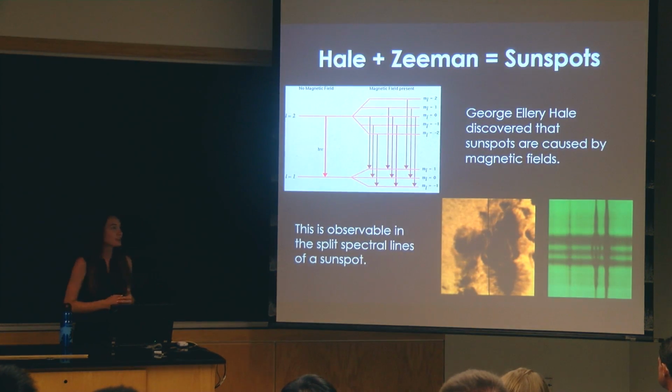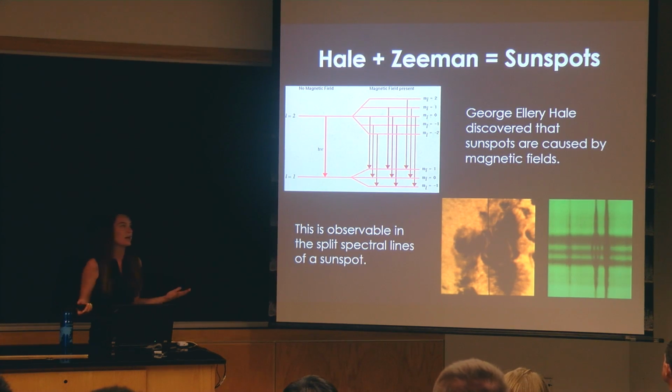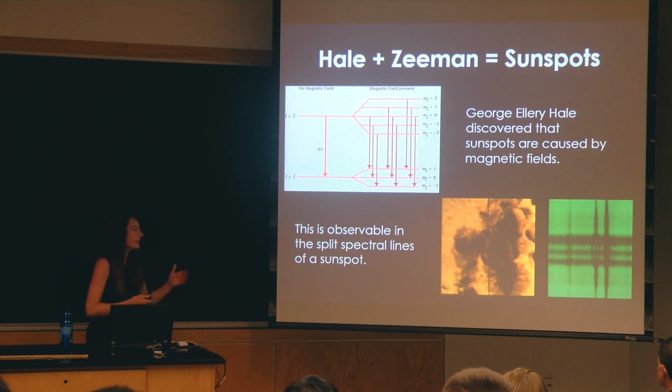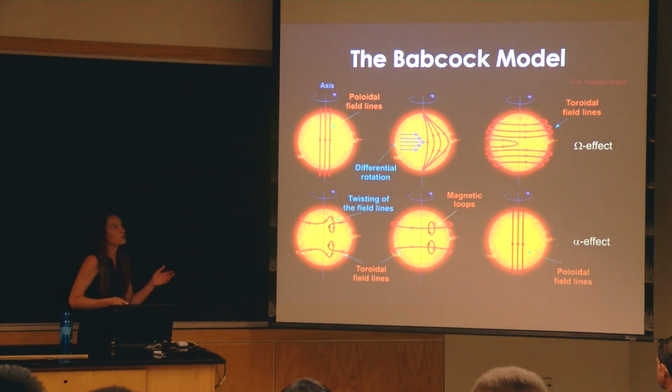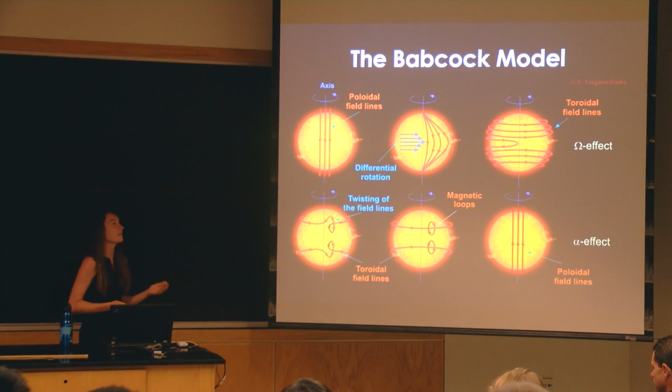George Ellery Hale first discovered that sunspots are caused by magnetic fields using the Zeeman effect, which says that if you have an atom with all of its electrons in the degenerate state, and you put it in a magnetic field, the degeneracy of the electrons split, and they enter different energy levels. And that split is observable in the spectral lines. So here we have the spectral line of a star spot, and we see that it goes from one spectral line to 3 there.